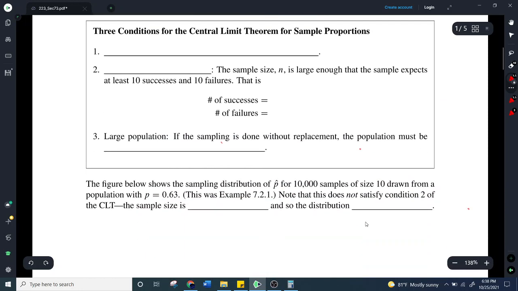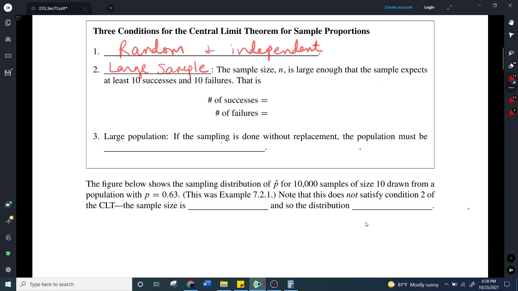There are three conditions that have to be true in order for the central limit theorem to apply. The first is that the sample has to be done randomly, so it has to be a random and independent sample. In our examples, we're going to be told most of the time that the samples are done randomly. The sample has to be large. How large does it need to be? It needs to be large enough that we can expect at least 10 successes and 10 failures.